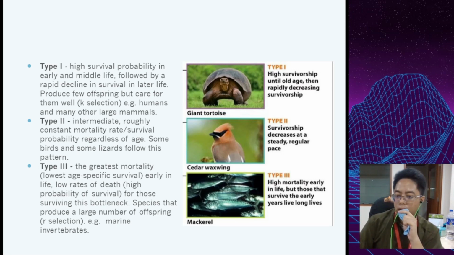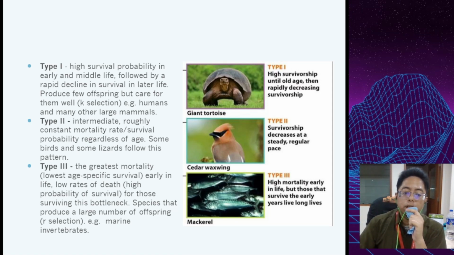So no matter how big they are, whether they are a baby bird or an adult bird, they die the same. Type 3: greater mortality early in life, with low rates of death for those surviving this bottleneck. Meaning that if they manage to survive to adulthood, they will live for a long time. Okay, so these are species that produce a large number of offspring, which is R selection. For example, marine invertebrates.